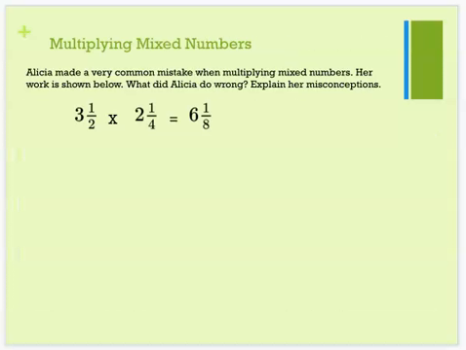All right, multiplying mixed numbers. So Alicia made a very common mistake when multiplying mixed numbers. Her work is shown below. What did Alicia do wrong? Explain her misconceptions. So she had 3.5 times 2 1/4, and she got 6 1/8. What did Alicia do? Pause the video, think about it, and see how you would do this problem or correct your student.